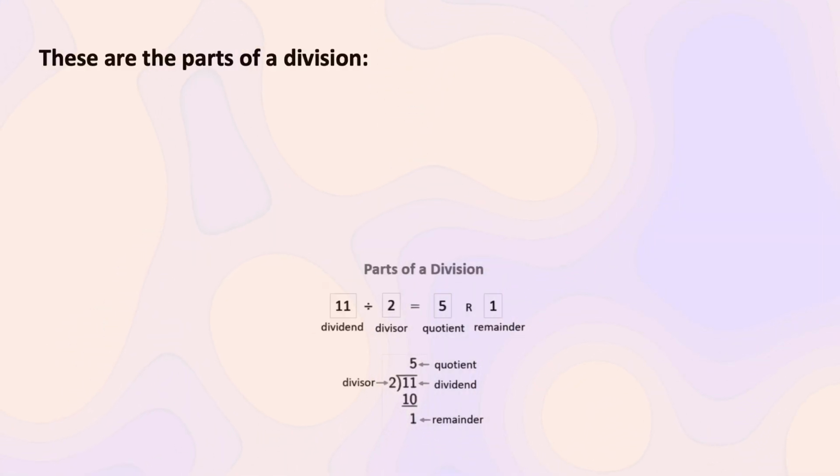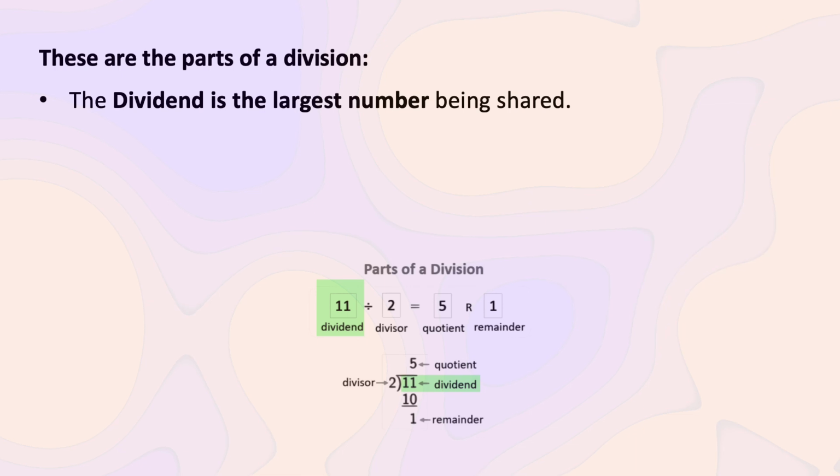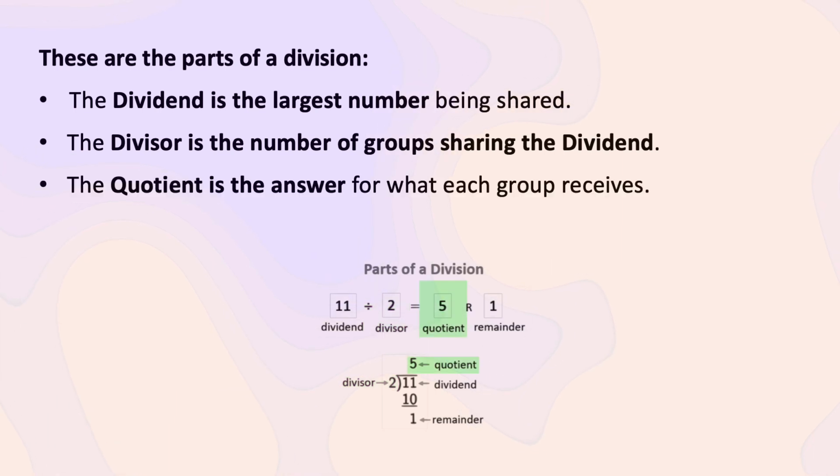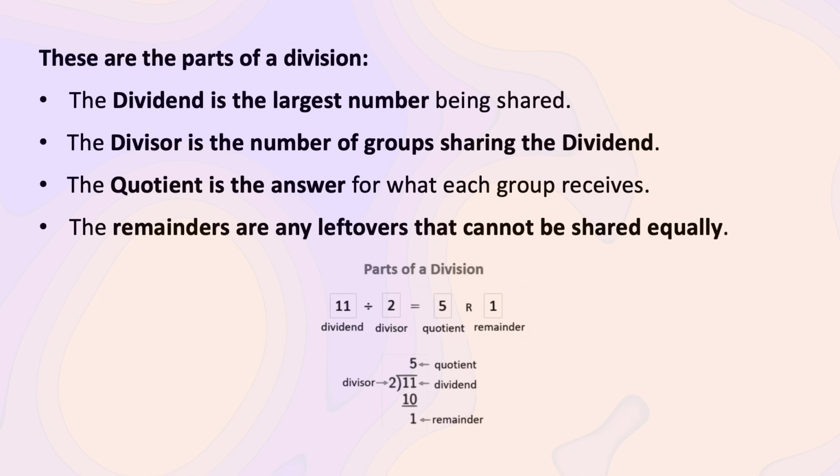Short division. There are four parts of a division: the dividend, the divisor, the quotient, and the remainder. The dividend is the largest number being shared. The divisor is the number of groups sharing the dividend. The quotient is the answer for what each group receives. The remainders are any leftovers that cannot be shared equally.